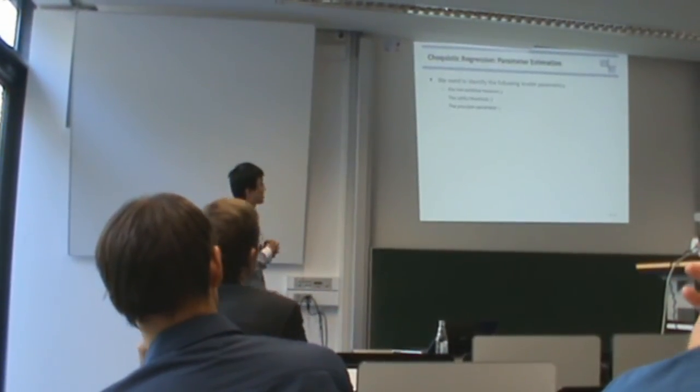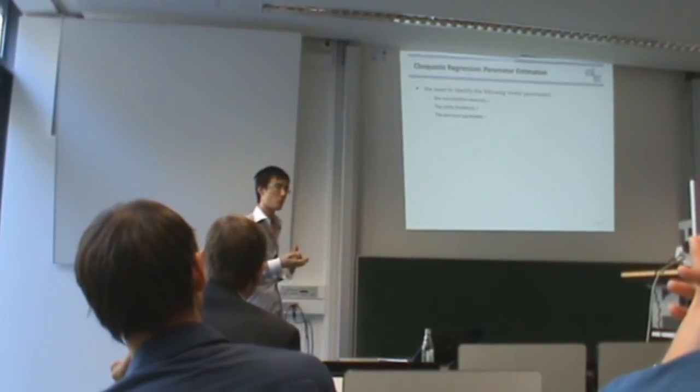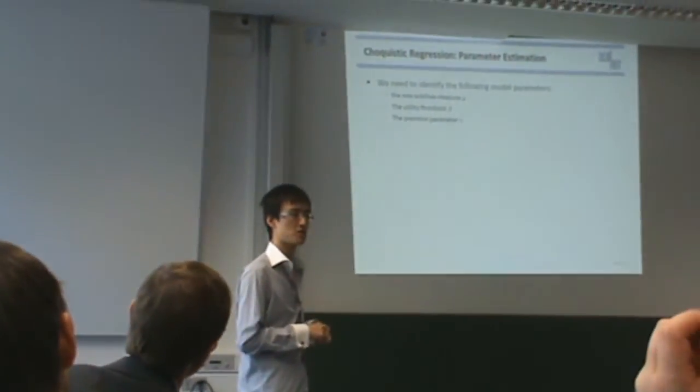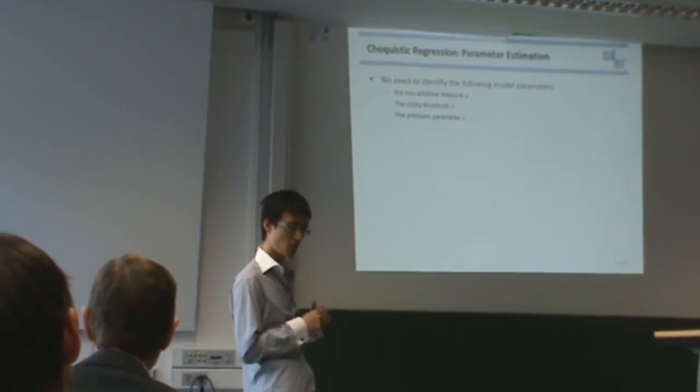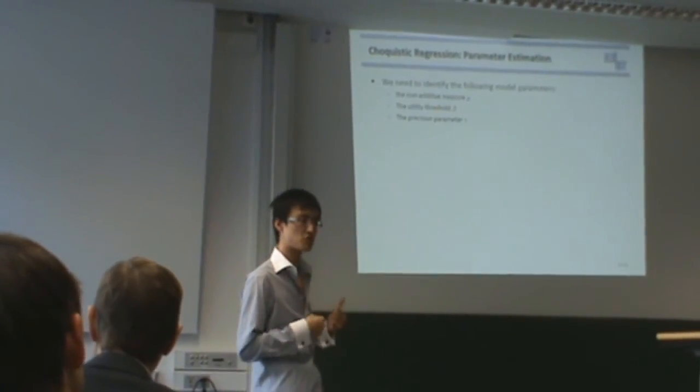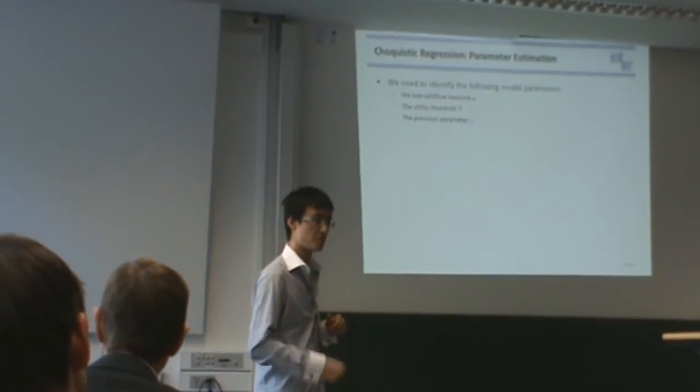Now let's look at parameter estimation. We now have the model. Of course, we want to know how we can get the parameters from the data. We have the following parameters. So non-linear measure mu, utility threshold beta, and the precision parameter gamma.